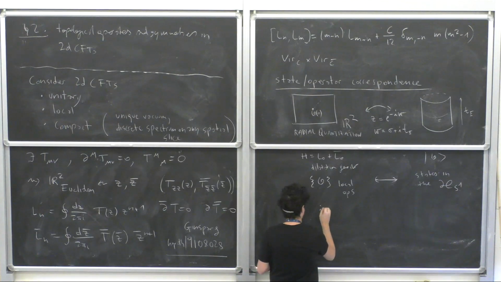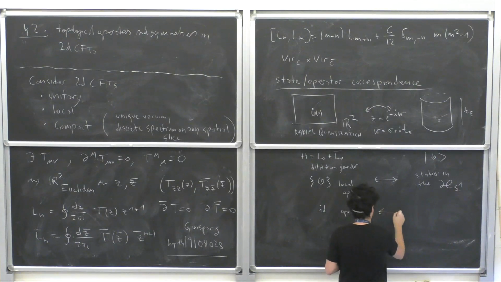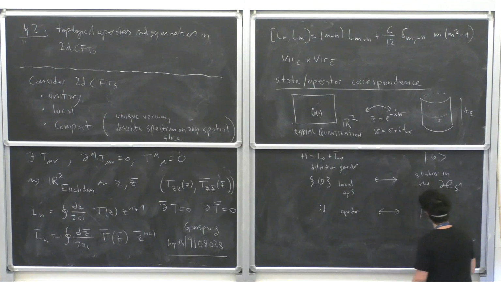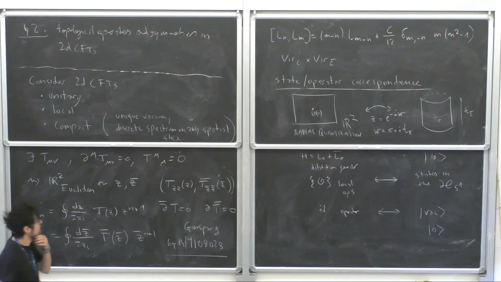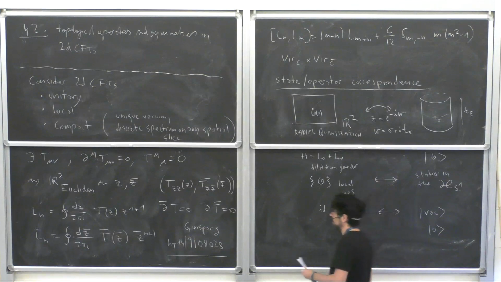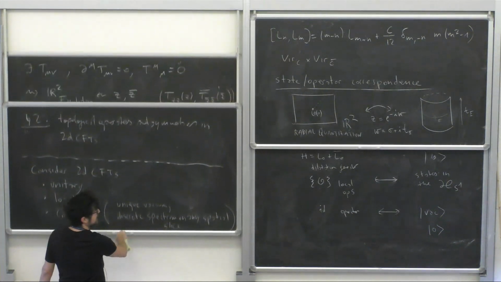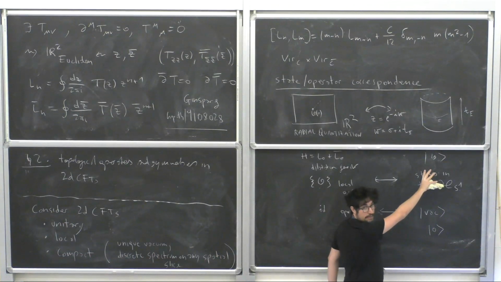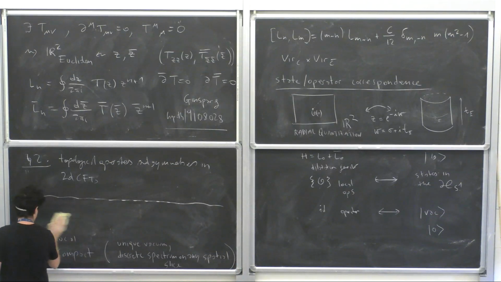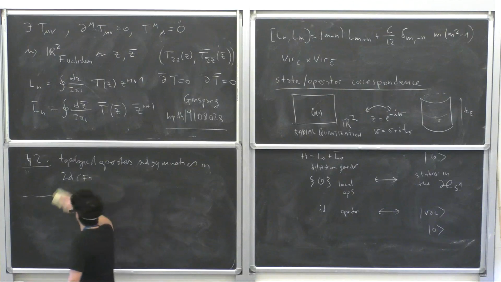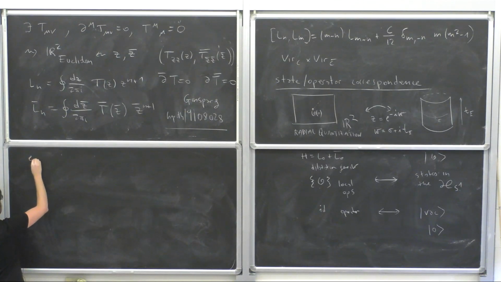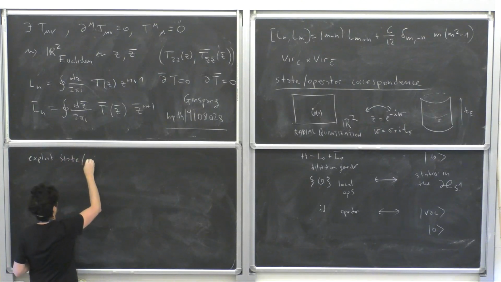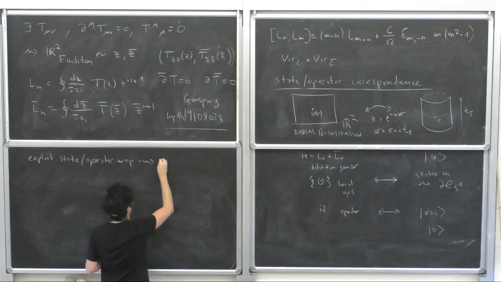In particular, the identity operator here maps to the vacuum, which by assumption is unique. I will denote it either vac or 0. Be careful to not confuse my 0 with my O's. Now, this state operator map is very useful in studying two-dimensional CFTs because it allows us to exploit the unitarity structures and properties of states in a Hilbert space to constrain the features of the operators. So, exploit the state operator map towards unitarity constraints.